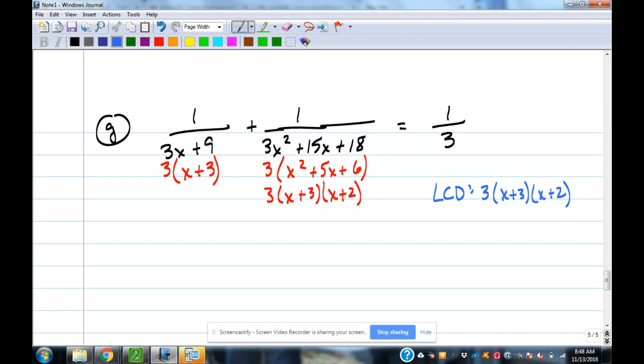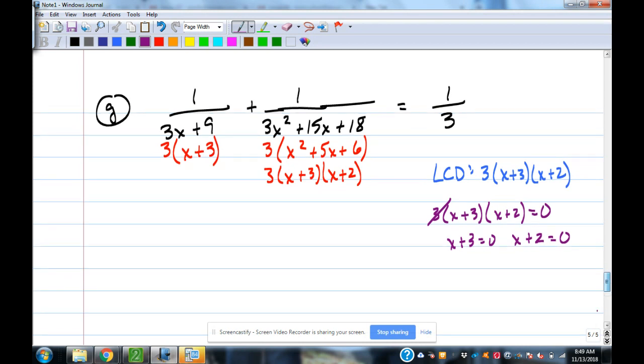Okay? How do we find our excluded values again? Equal them all to 0. So what about that 3 that's in front? What's it do? It can't, yeah, it goes away. So it just got x plus 3 equals 0 and x plus 2 equals 0. That's negative 3, negative 2. So those are your things x cannot be.